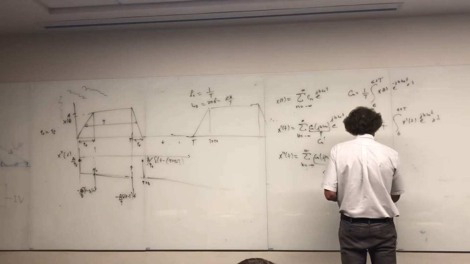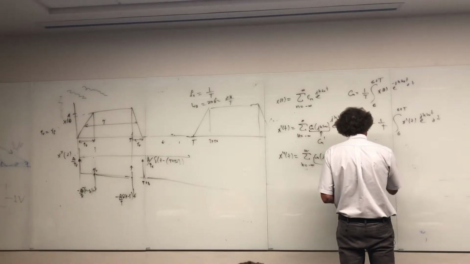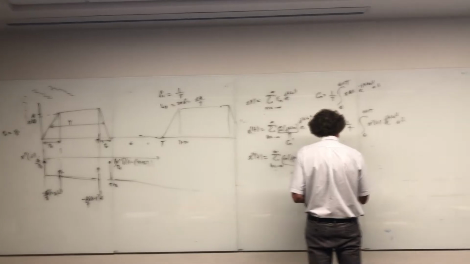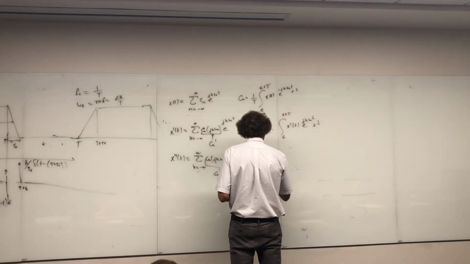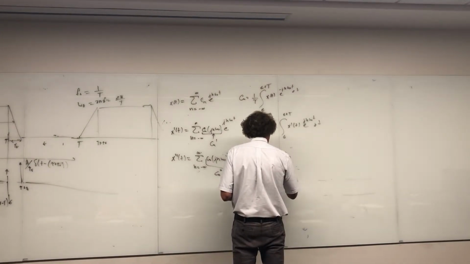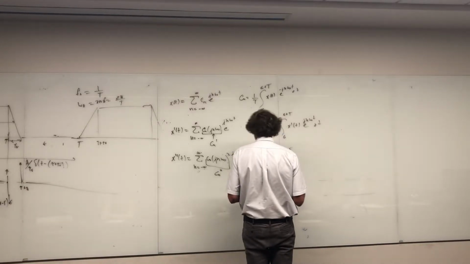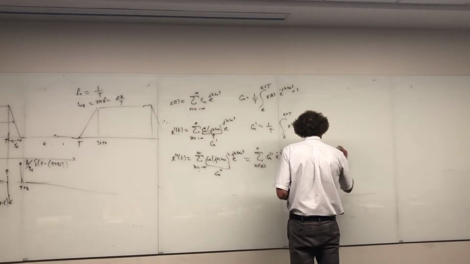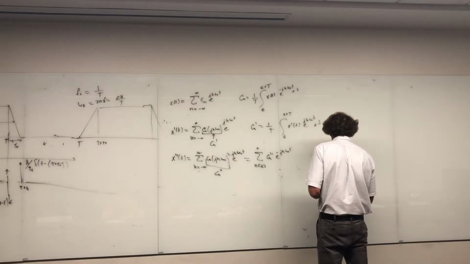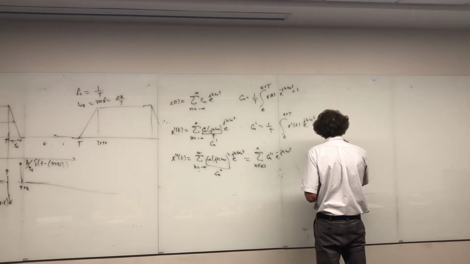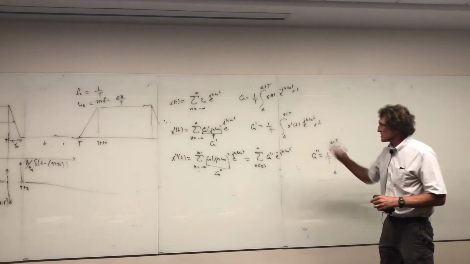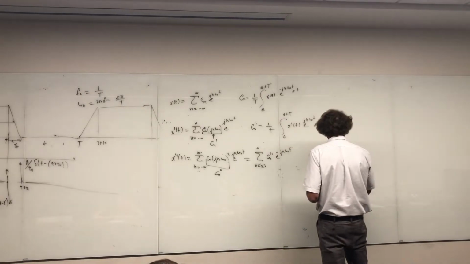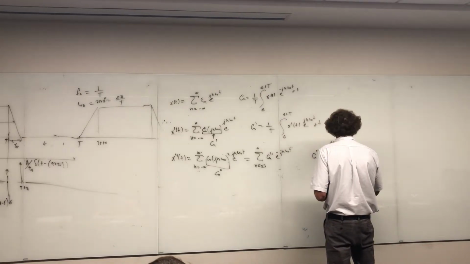So this is the summation from n equals minus infinity to infinity right here, of cn double prime e to the minus j n omega naught t. And here cn double prime is simply 1 over T times the integral from epsilon to epsilon plus T of x double prime of t times e to the j n omega naught t dt.